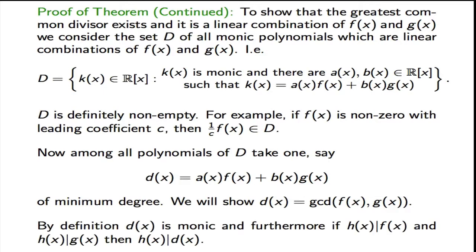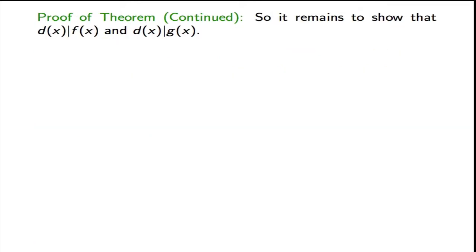So definitely d of x is monic, and definitely if h of x divides f of x and h of x divides g of x, then h of x divides this linear combination. So h of x divides d of x. So the only thing that remains to show is that d of x divides f of x and d of x divides g of x.